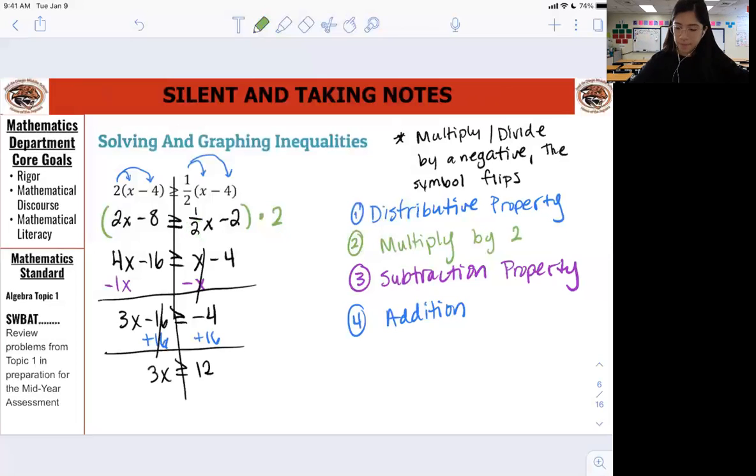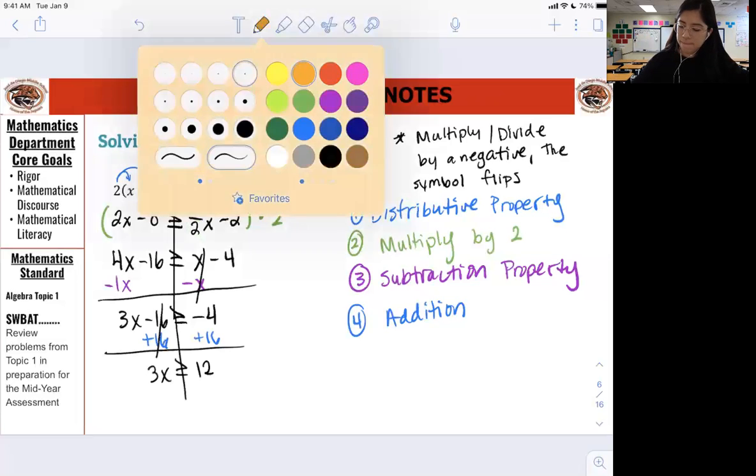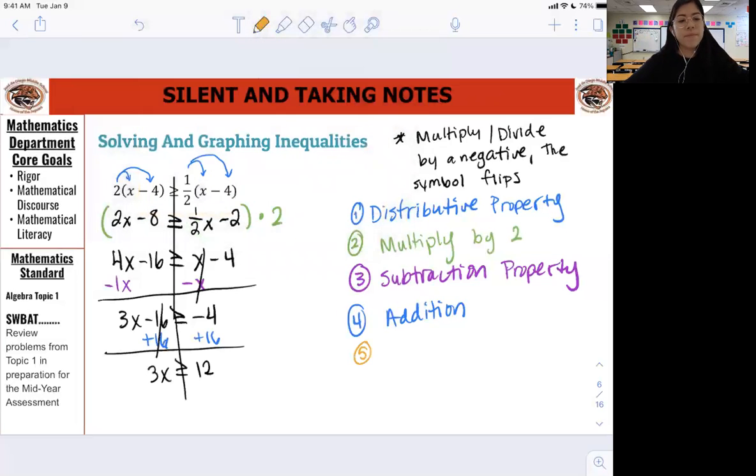All right. Last step. What do I do here? Divide. Divide by 3. And my final answer would be x is greater than or equal to 4. And notice I didn't have to flip my symbol. At no point did I divide or multiply by a negative number. So I didn't have to flip that symbol. That is my final answer.